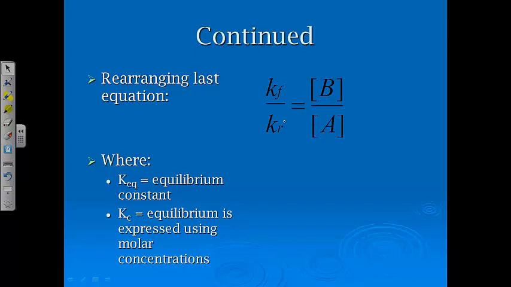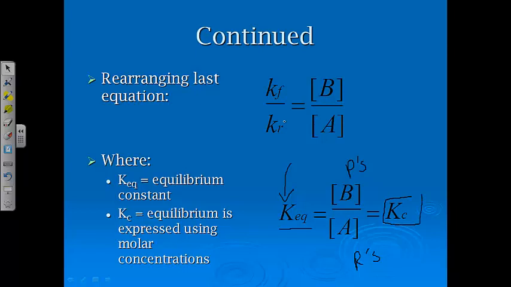Now, if we rearrange the last equation, we essentially get the forward rate, where we're generating the products, over the reverse rate, where we're regenerating the reactants. And so what we end up with is this capital K. Notice we're making a switch to capital K. That's a biggie here for equilibrium. Capital K, or Keq, is what we refer to as the equilibrium constant, the products over the reactants, and we also can refer to this as Kc, which is where equilibrium is expressed using molar concentrations.